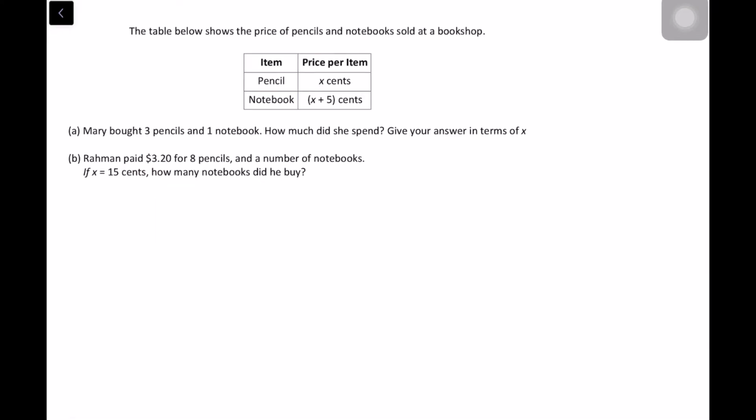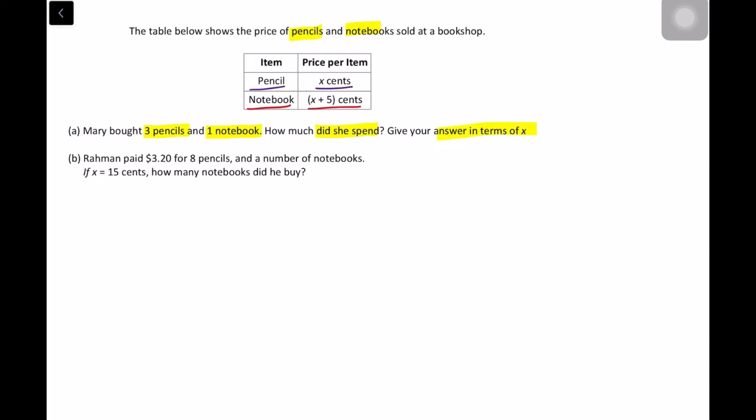The table below shows the price of pencils and notebooks sold at a bookshop. The price of one pencil is x cents, and the price of one notebook is x plus 5 cents. Part A. Mary bought 3 pencils and 1 notebook. How much did she spend? Give your answer in terms of x.